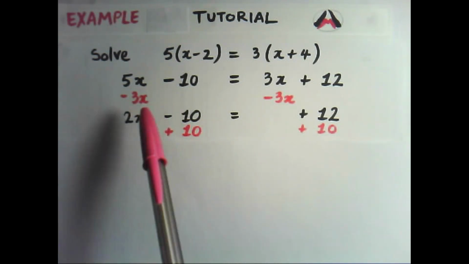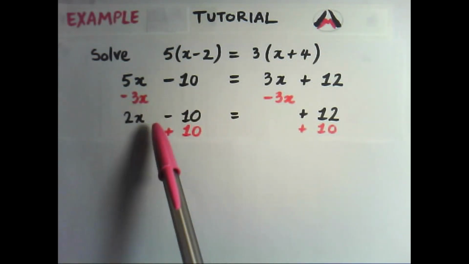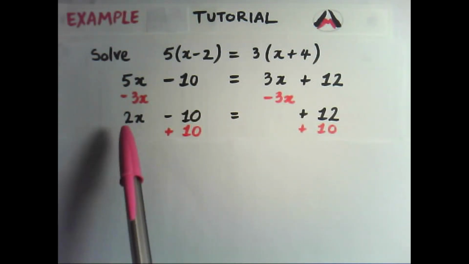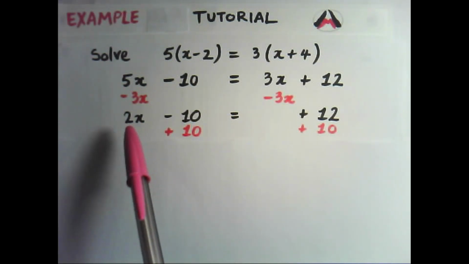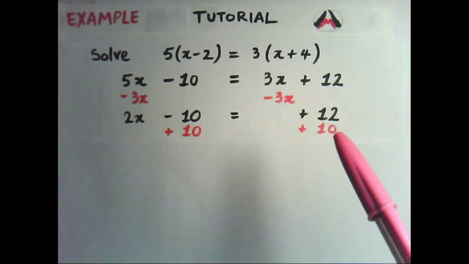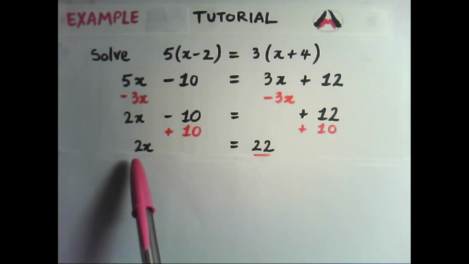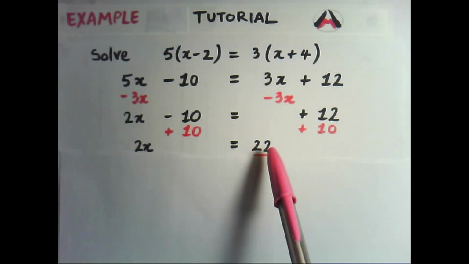So we're going to add 10 to both sides. And if we do that, negative 10 plus 10 equals 0, and that essentially disappears, and we're just left with 2x on the left-hand side. And 12 plus 10 is going to give us 22. So we're left with 2x is equal to 22.